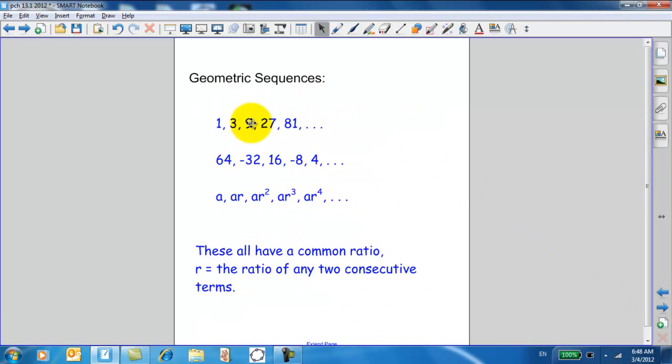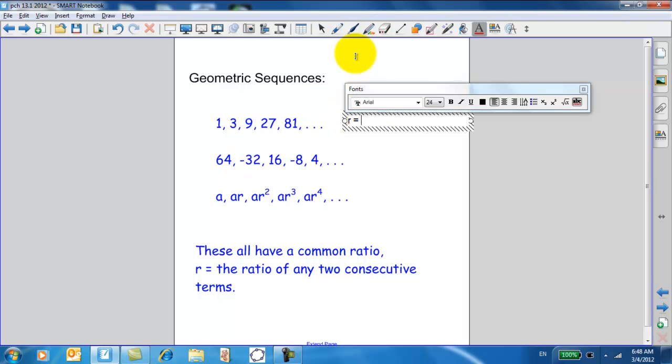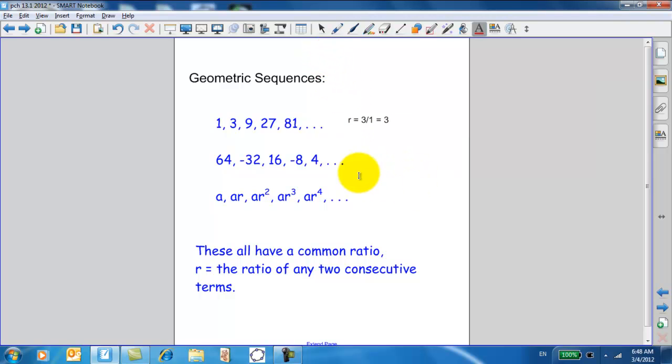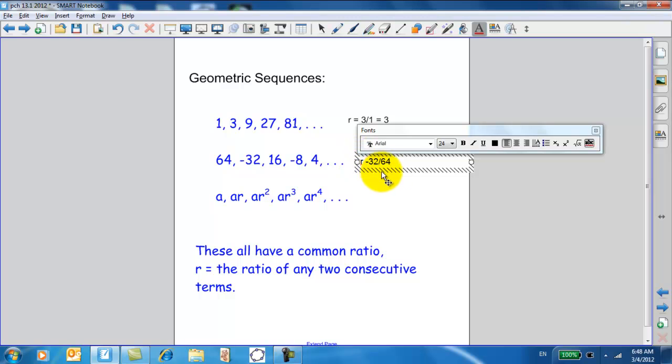Now, in a geometric sequence, it's a little different. Now we have something called the common ratio. So in this case, I'm going to divide. To get the common ratio r, it's going to be the ratio of two successive terms. So 3 divided by 1 equals 3. So you get a common ratio of 3 on that one. On this one, the common ratio would be negative 32 divided by 64, which is negative a half.